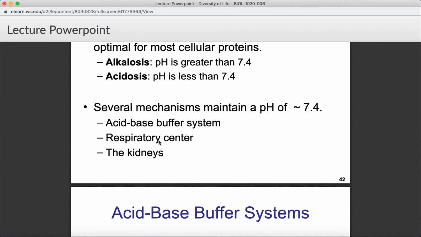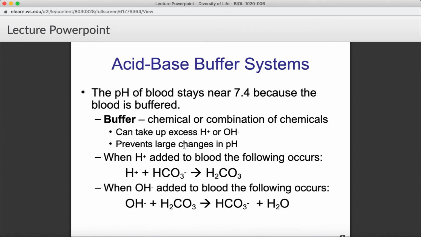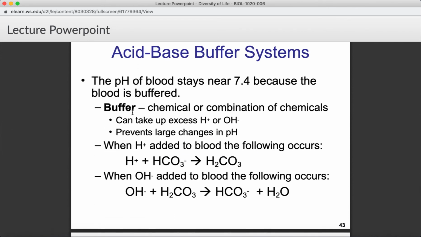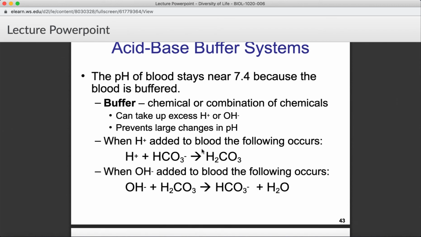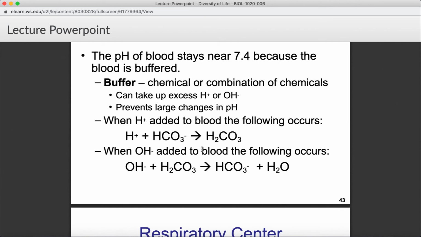So your respiratory center, as we talked about in the previous lecture, and the kidneys also help to maintain your pH. So the buffer system, a buffer is something that can take up excess hydrogen or hydroxy ions, and it prevents large swings in pH. Eventually they can get overwhelmed, though, if you just keep adding more. So it helps keep things stable where they are, basically.